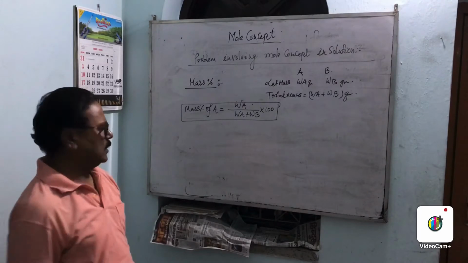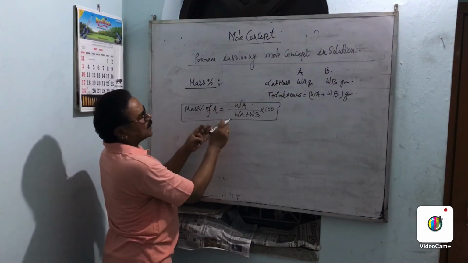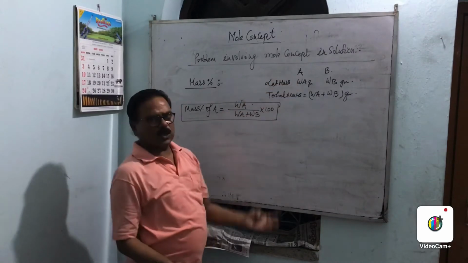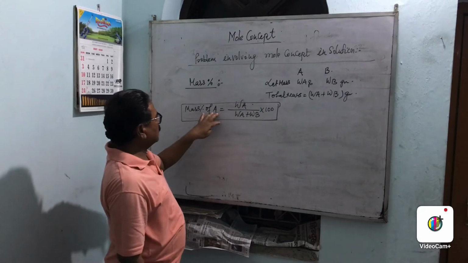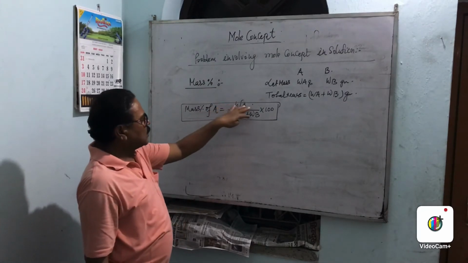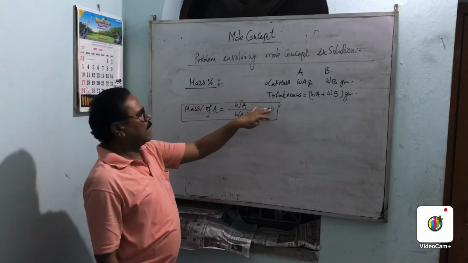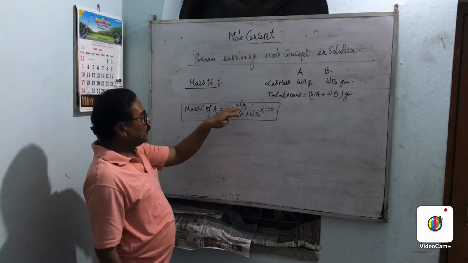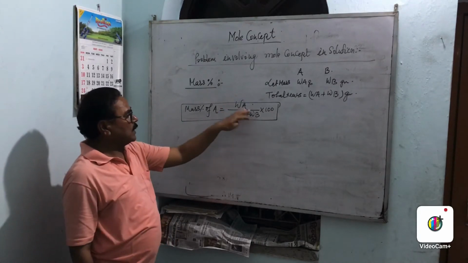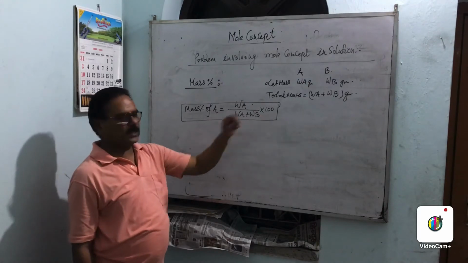What does it mean? It means WA plus WB gram contains WA gram of A, where A may be the solute or the solvent, whatsoever. The total mass of solution, solvent plus solute, is taken as 100. So WA plus WB contains WA gram, therefore 100 gram will contain this much.